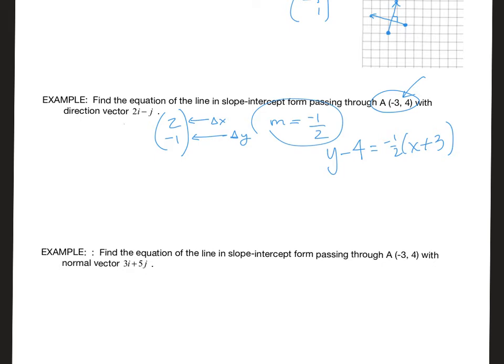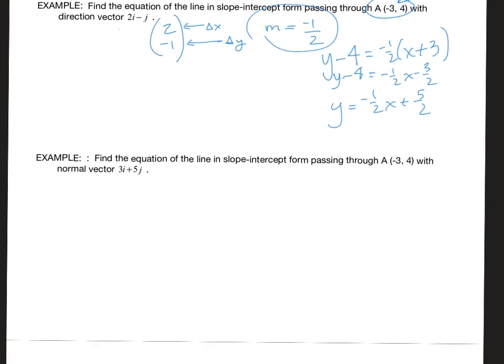And then I'm going to distribute -1/2 x minus 3/2. And when I move that -4 to the other side, I get y equals -1/2 x plus 5/2. Okay, scooting it up.